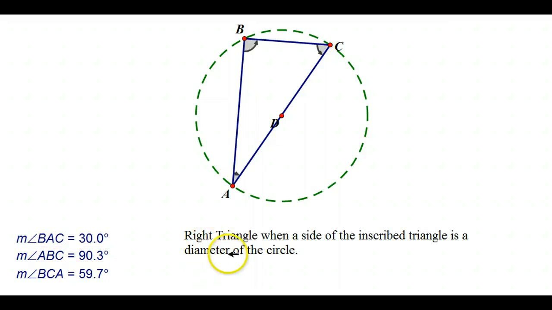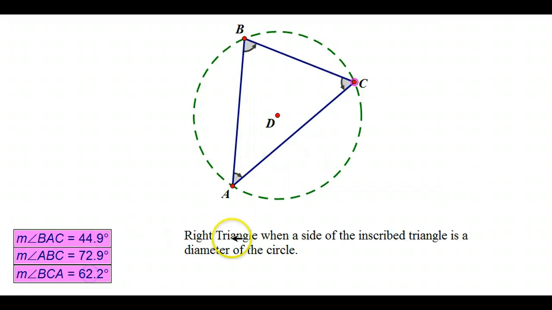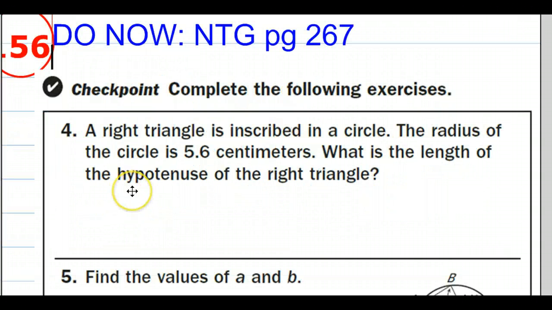So in conclusion, we have a right triangle when a side of the inscribed triangle is a diameter of the circle. And when a side of the inscribed triangle is not a diameter of the circle, then we no longer have a right triangle. So let's go back and fill in. So theorem 10.9 says basically the same thing. If one side of an inscribed triangle is a diameter of the circle, then the triangle is a right triangle. And the angle opposite the diameter is the right angle. So over here, the measure of angle ABC is equal to 90 degrees if and only if AC is the diameter of the circle.